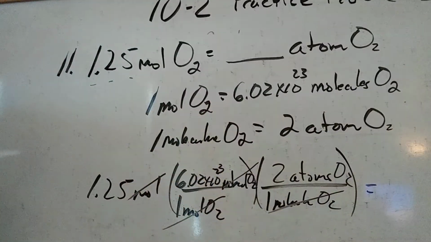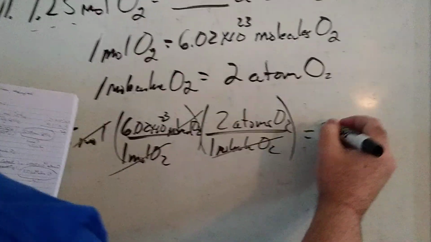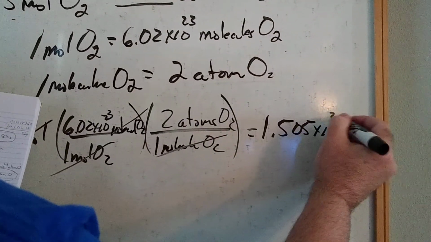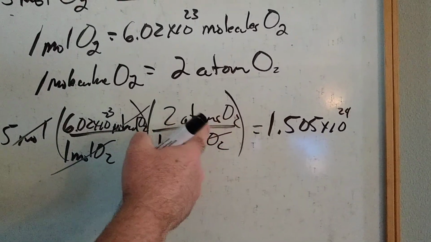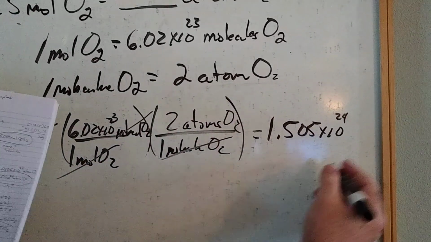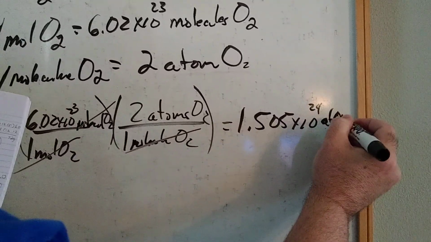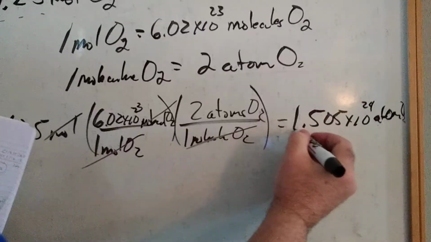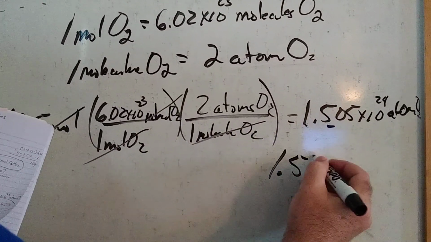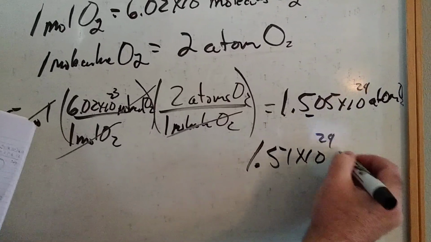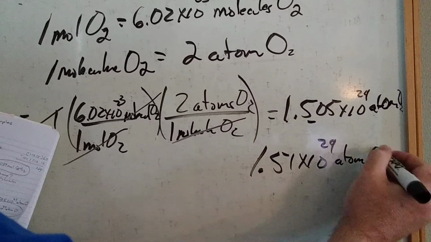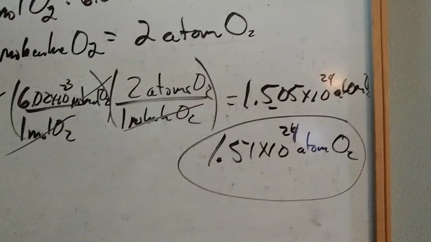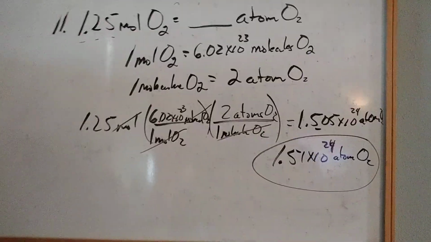Again, I go back up and check 3 sig figs in my answer. So you come out with 1.505 times 10 to the 24th, and it should be a pretty big number. If we're looking for particles of something, that should be a pretty big number. And this will be atoms of oxygen. I ran out of room there, I'll move it over. 3 sig figs, though, I have 4. So the right answer is 1.51 times 10 to the 24th atoms O2. That's number 11. Hopefully you got through that one.